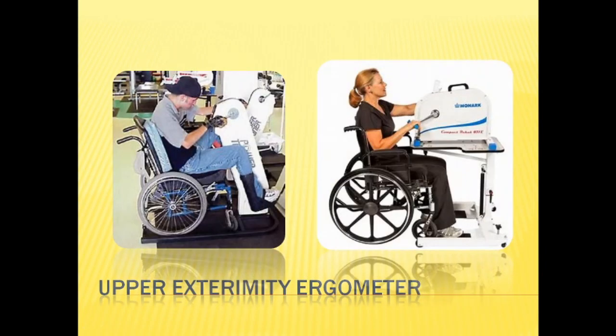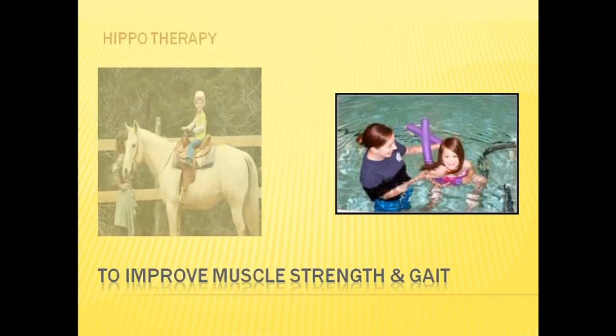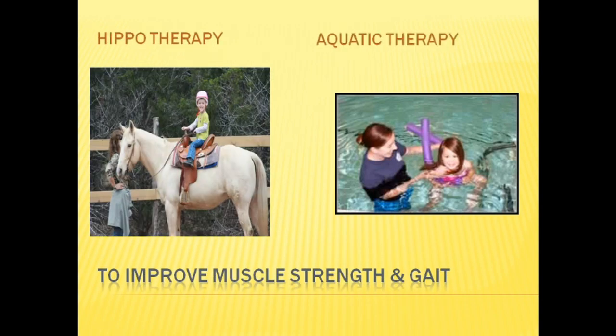So this is the upper extremity ergometer. Okay, cycle ergometer. Now, to improve the muscle strength and gain, we can use hippotherapy. Okay, so first of all, what is hippotherapy?